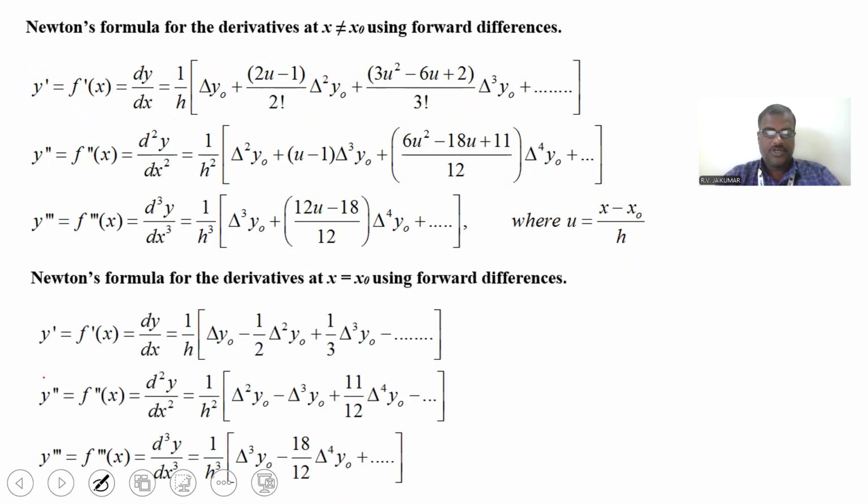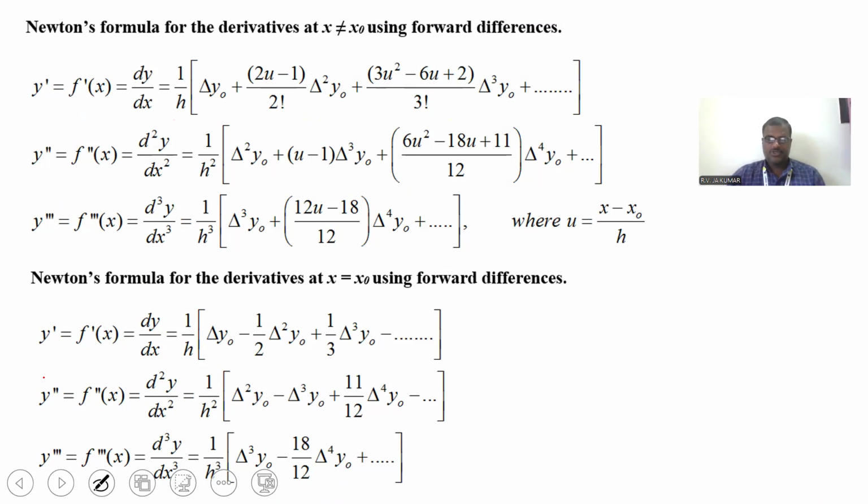Newton's formula for the derivative at x = x naught using the forward differences. When x = x naught, the formula will be y dash = dy/dx = 1/h [Δy0 − 1/2 Δ²y0 + 1/3 Δ³y0 − ...], and so on.